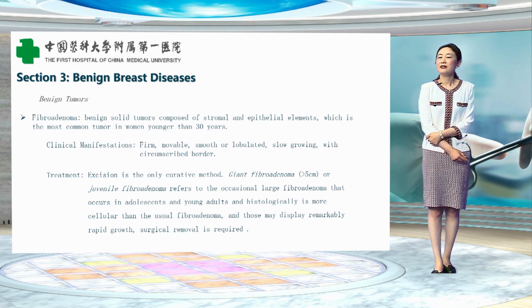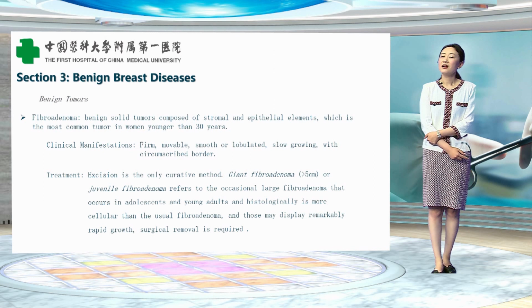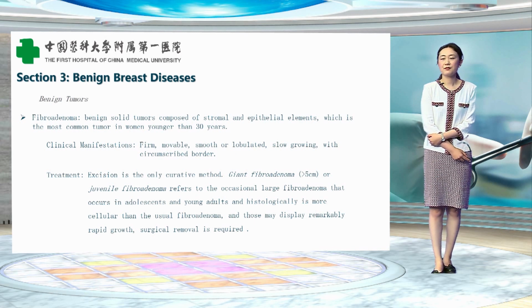And for the treatment of the fibroadenoma, unfortunately, there is no effective medication. The excision is the only curative method, especially for the giant fibroadenoma, which is over 5 centimeters in diameter, or juvenile fibroadenoma, which refers to the occasional large fibroadenoma that occurs in adolescents and young adults, and histologically is more cellular than the usual fibroadenoma. Those may display remarkably rapid growth, and surgical removal is required.